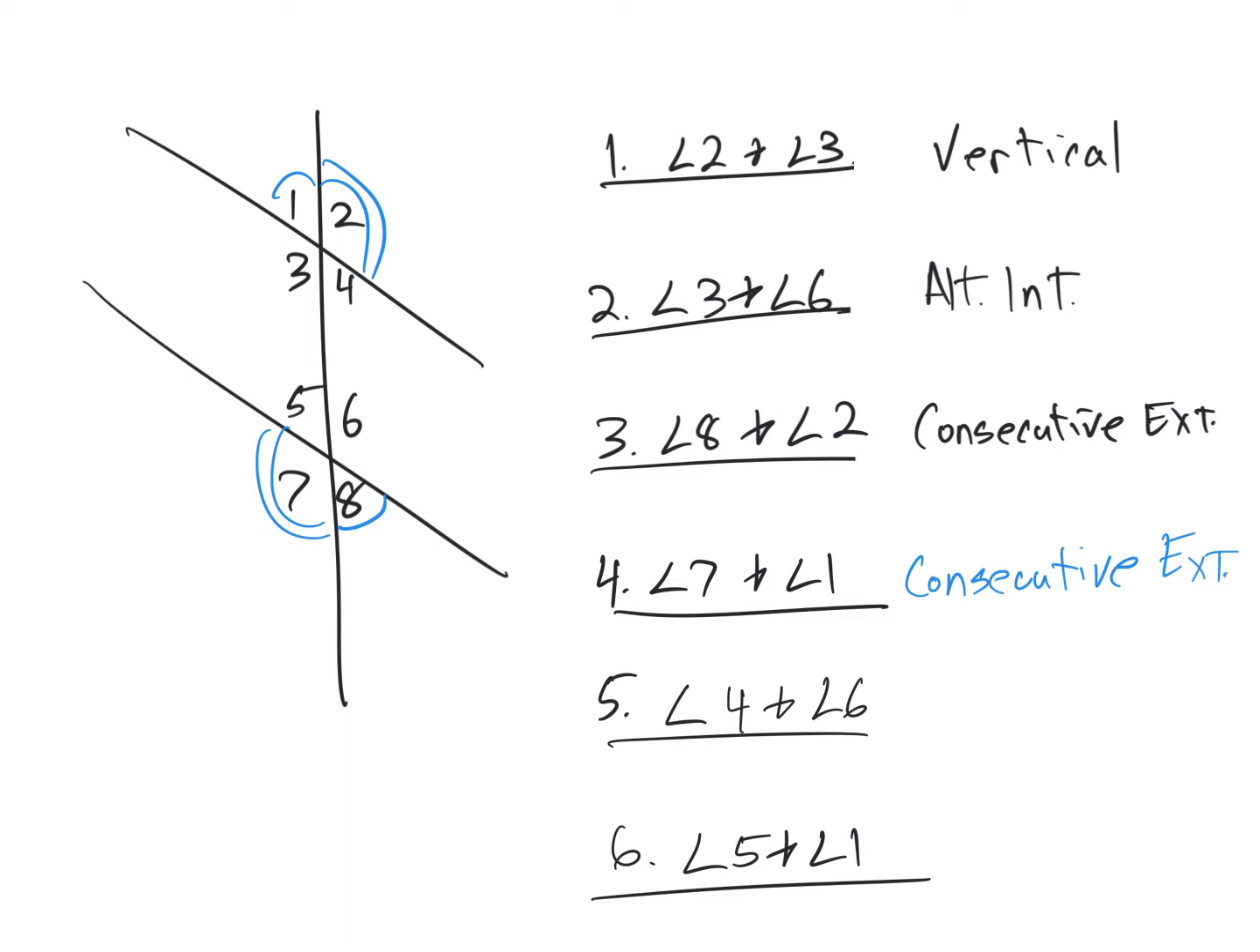Angle 4 and angle 6 on the same side of the transversal. You have an acute angle and an obtuse angle. Angle 4 is acute, angle 6 is obtuse. That's consecutive interior. Angle 5 and angle 1, same side of the transversal. Angle 5 is acute. Angle 1 is acute. If they're both the same types, then they have to be equal, and that's corresponding.